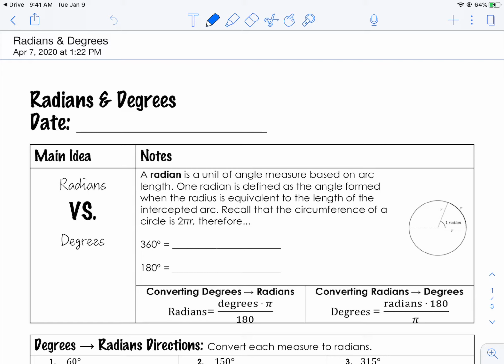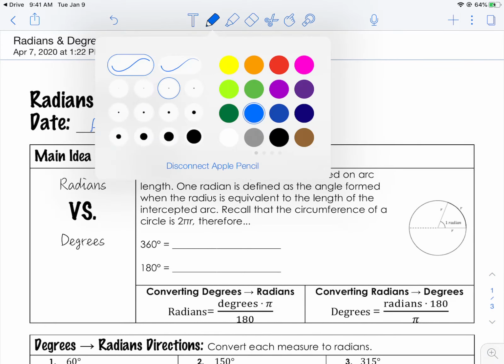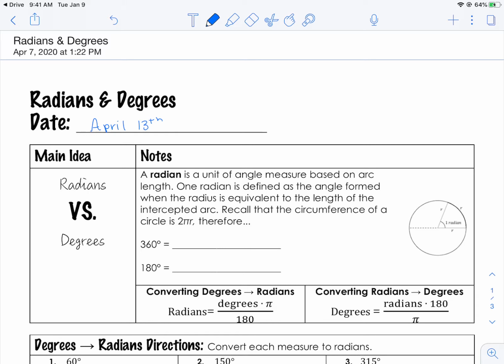Right, so today is April 13th, and we are going to be talking about radians and degrees.